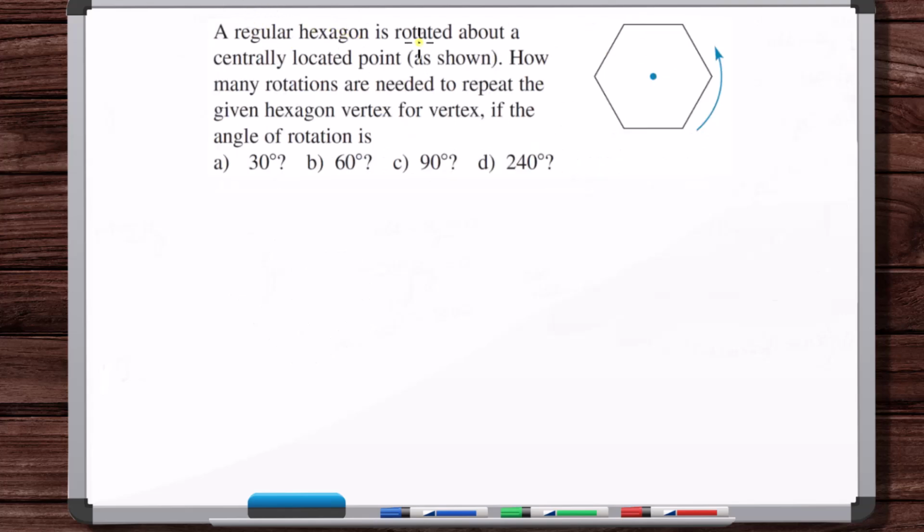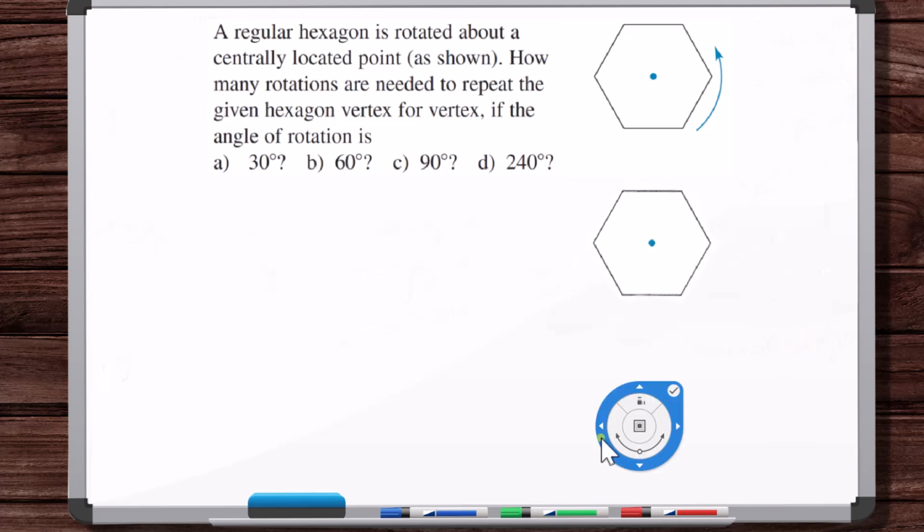A regular hexagon is rotated about a centrally located point, as shown. How many rotations are needed to repeat the given hexagon vertex for vertex if the angle of rotation is these 4 different rotations? Okay, so what they mean by that is, because of the symmetry of this hexagon, we could rotate it and, look, it repeated.